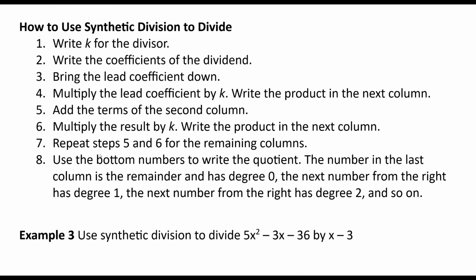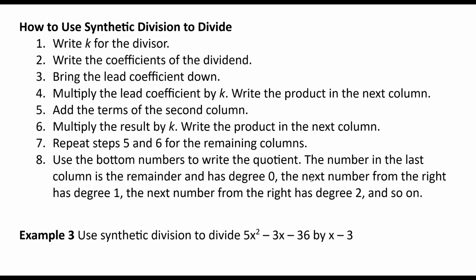So write k for the divisor, write the coefficients of the dividend, so the thing being divided, bring the lead coefficient down, multiply the lead coefficient by k, and write the product in the next column. Add the terms of the second column, multiply the result by k. This will make a lot more sense when you see it happen. Write the product in the next column. Repeat steps 5 and 6 for the remaining columns. Use the bottom numbers to write the quotient. And the number in the last column is the remainder and has degree 0.